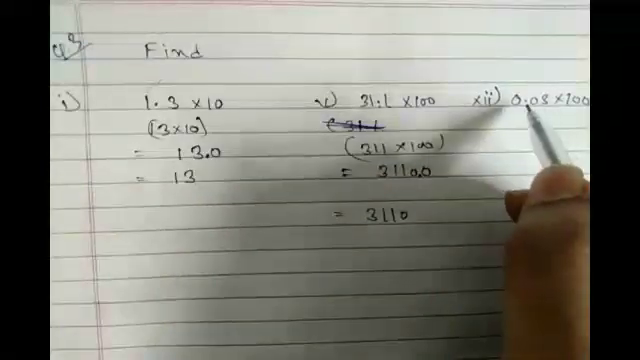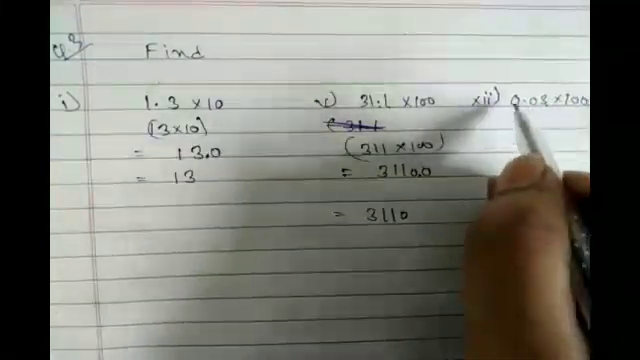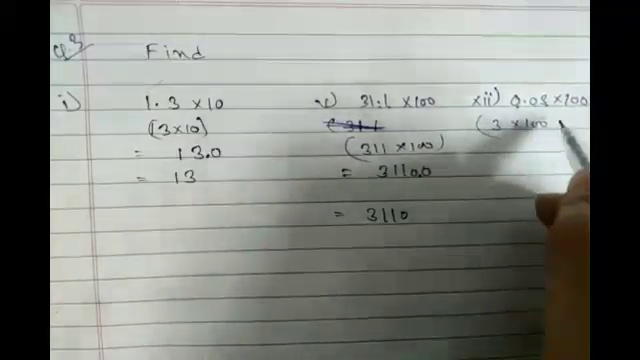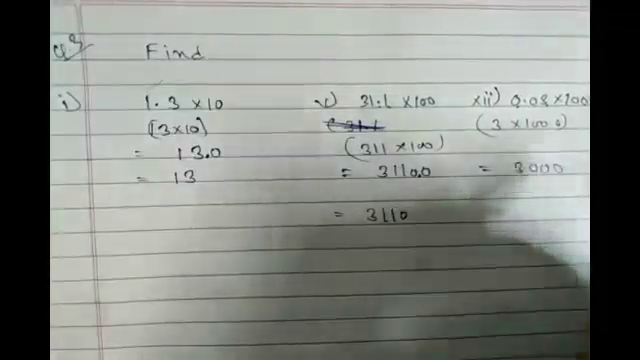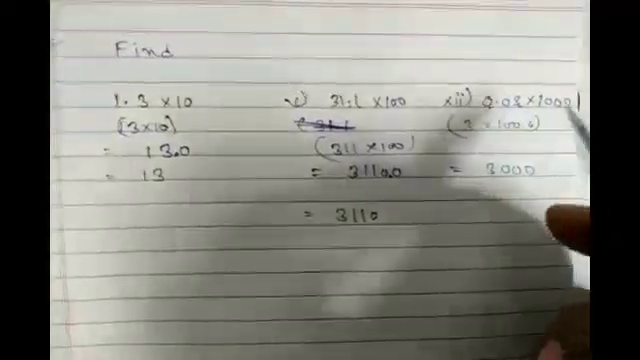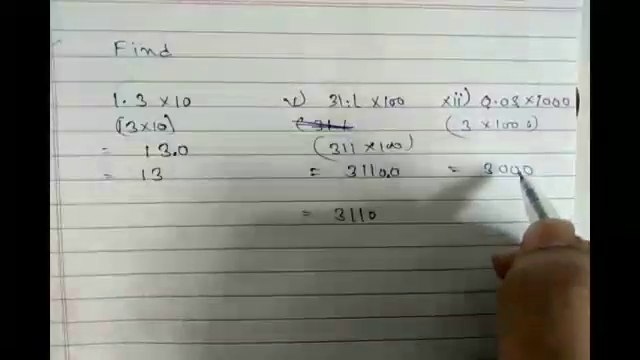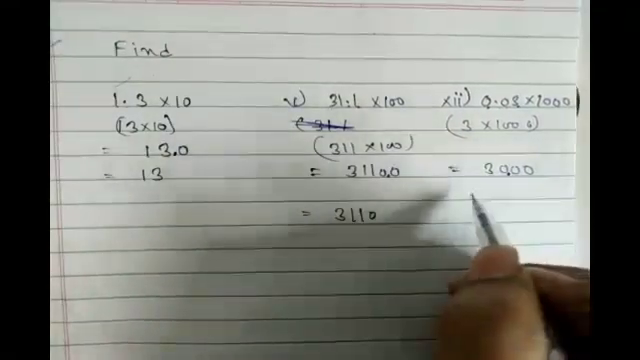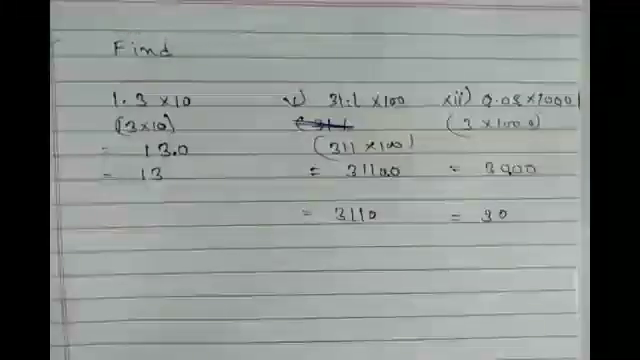In question number 12, it is given 0.03 multiplied with 1000. So ignore the decimal. So 3 is left. 3 into 1000, we get 3000. Now in the question there are two digits after the decimal, so we need two digits after the decimal in the answer also. So we put the decimal right over here. For two digits we get 30. This is our answer.